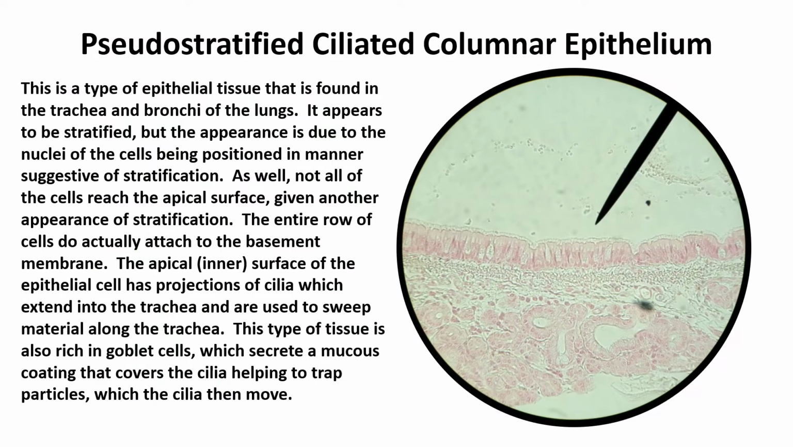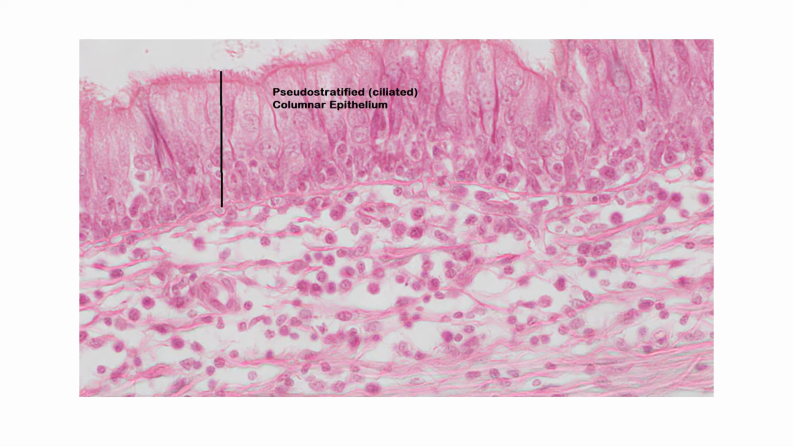Then we have pseudostratified ciliated columnar epithelium. Note the arrow is pointing at the little cilia that line the columnar epithelium, and we call it pseudostratified because although each cell touches the basement membrane, they are unequal in height, so it gives the appearance that it's got multiple layers of cells. Again, another pseudostratified ciliated columnar epithelium.